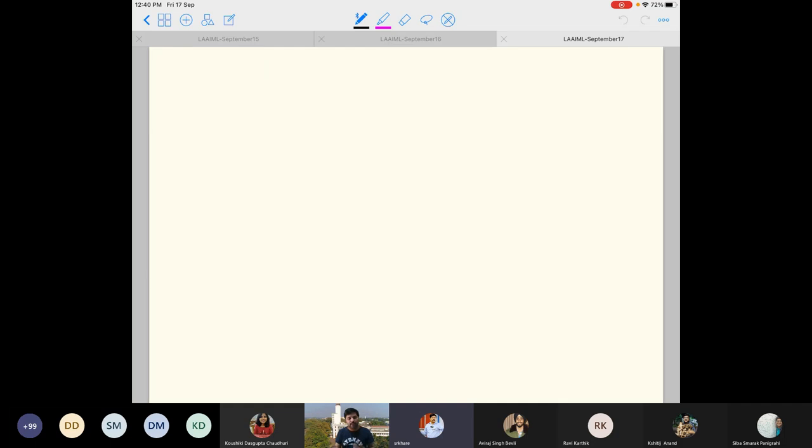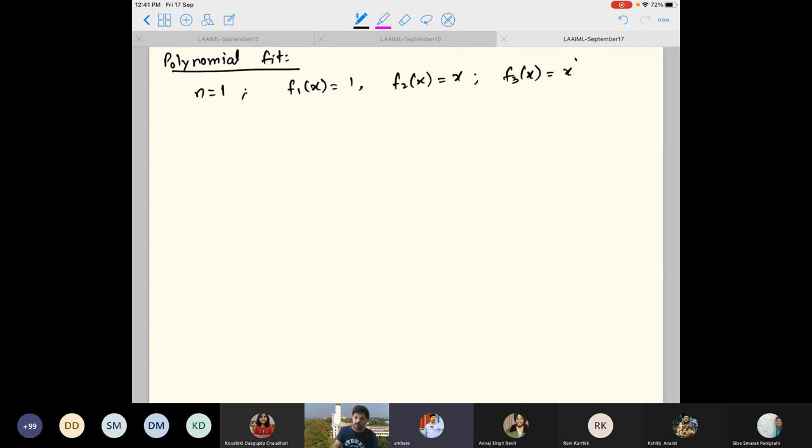Similar to this straight line fit, I can generalize and talk of polynomial fit, right? So this is something that you see, polynomial regression. So what is the polynomial fit? Again, I'll take n is equal to 1. And then the basis functions I take are f1(x) is equal to 1, f2(x) is equal to x, f3(x) is equal to x square. In general, fp(x) will be equal to x to the power p minus 1, and fp+1(x) will be equal to x to the power p, right? So these are the p plus 1 basis functions I take.